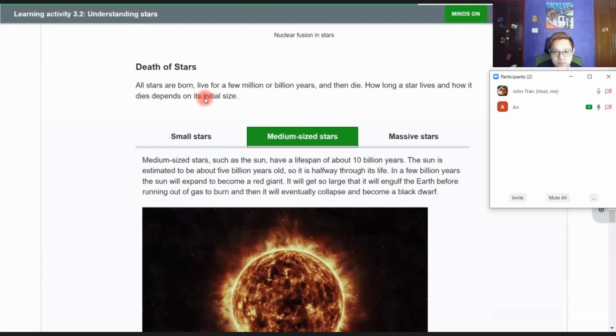Medium-sized stars, such as the Sun, have a lifespan of about 10 billion years. The Sun is estimated to be about 5 billion years old. So it is halfway through its life. In a few billion years, the sun will expand to become a red giant. It will get so large that it will engulf the Earth before running out of gas.